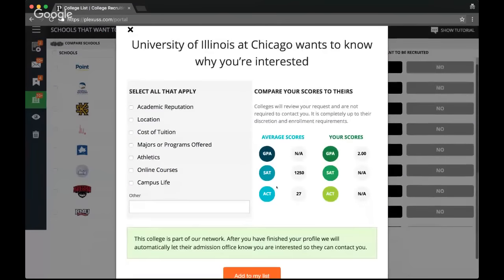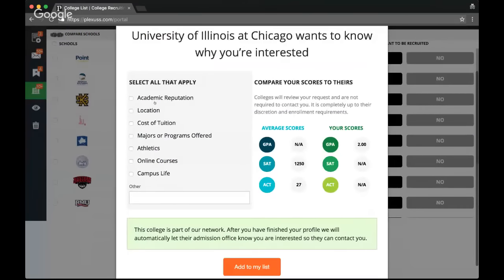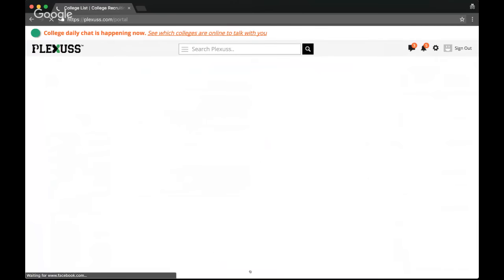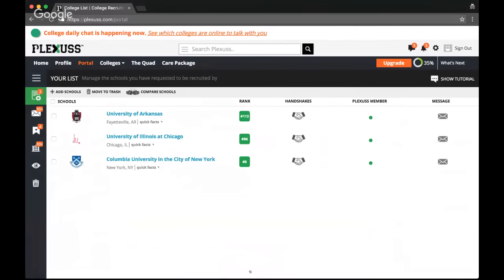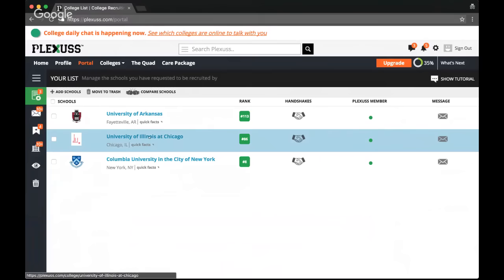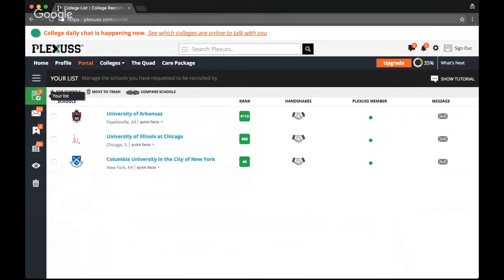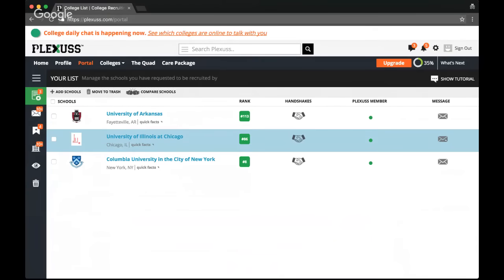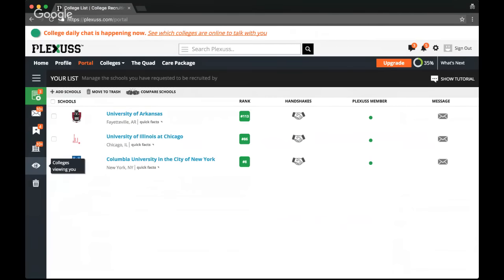It's going to ask me the reason why I'm interested. So I can say location, academic reputation, and we can see my scores in comparison to the ones that are average for UIC. Once I click to add them to my list, it's going to show up in my list here at the top. Now I'm able to send a message to a representative from UIC and get more information from them about the application process or whatever other questions I might have.